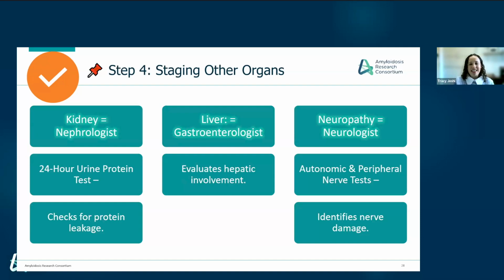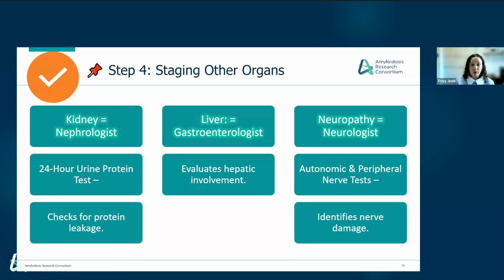The kidneys act as the body's natural filters. But when amyloid deposits build up, they disrupt their ability to remove waste and excess fluid. A 24-hour urine protein test checks for protein loss in the urine, called proteinuria, which is a common sign in kidney amyloidosis. If the kidneys are affected, swelling and declining kidney function may occur.